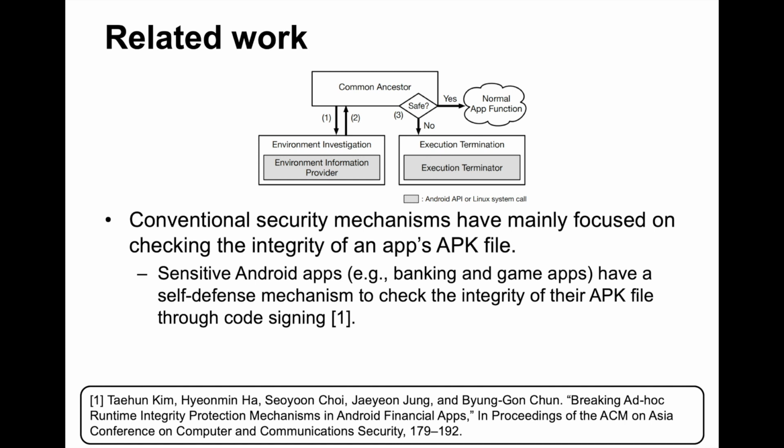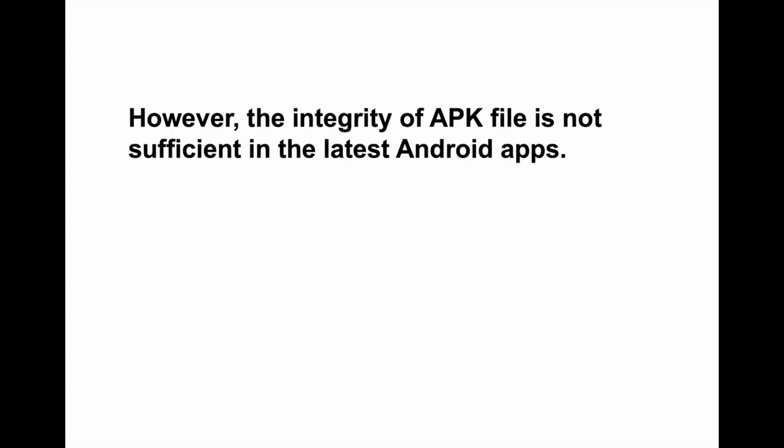To prevent unauthorized modification, developers have checked the integrity of the APK file of the application. For example, banking apps have a self-defense mechanism to check the integrity of their APK file through code signing. However, the integrity of APK files is not sufficient in the latest Android apps.